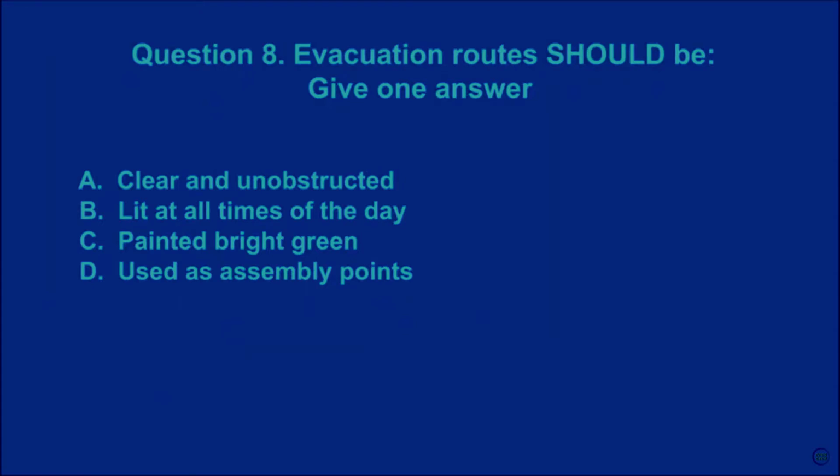Question 8. Evacuation routes should be, give one answer. A. Clear and unobstructed. B. Lit at all times of the day. C. Painted bright green. D. Used as assembly points. The correct answer is A.